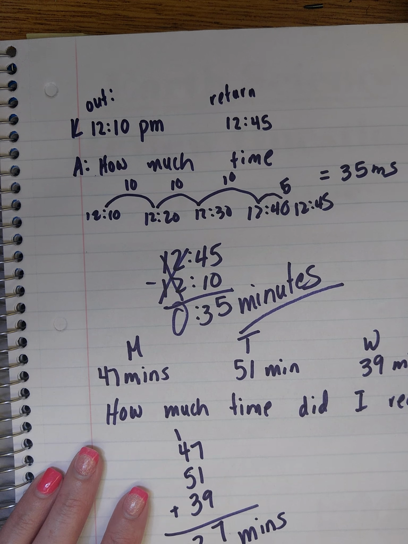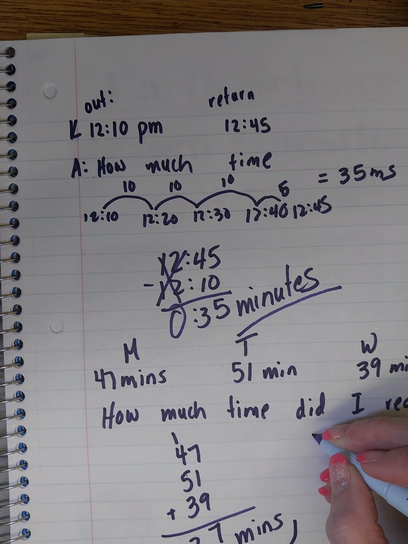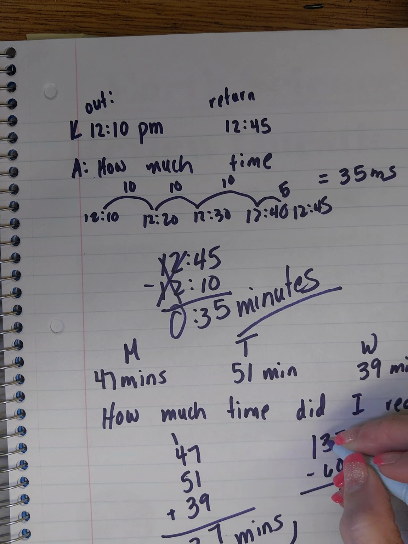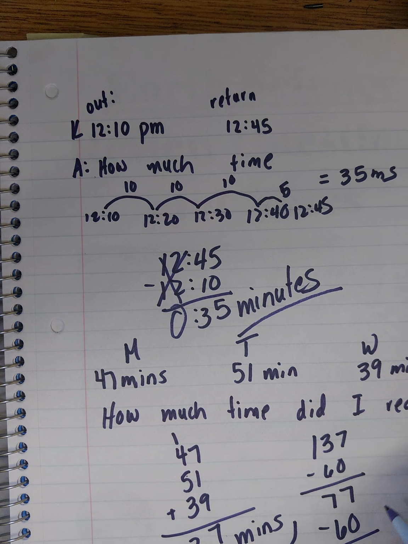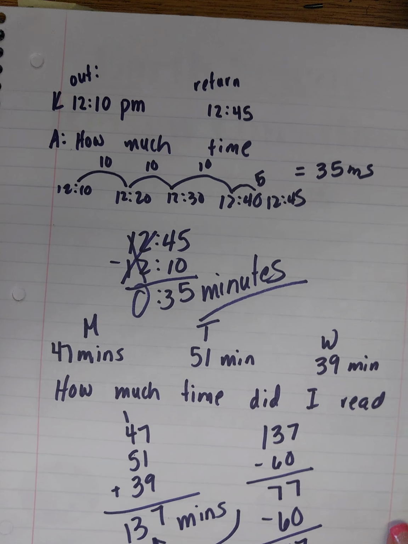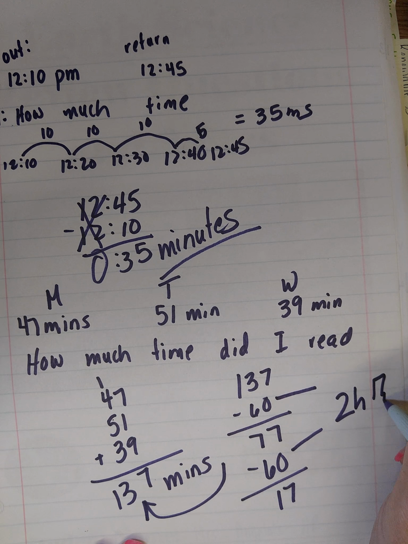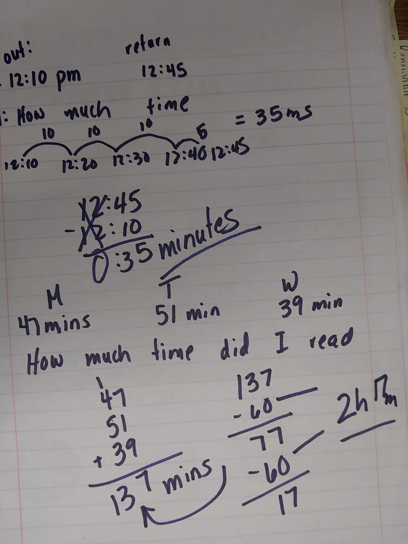It may ask you to put it into a different unit. So it may say, well, how many hours is that? So 137 minus 60, minus 60, and I'm at 17. So that's 2 hours and 17 minutes. You might have to do something like that and convert your answer.